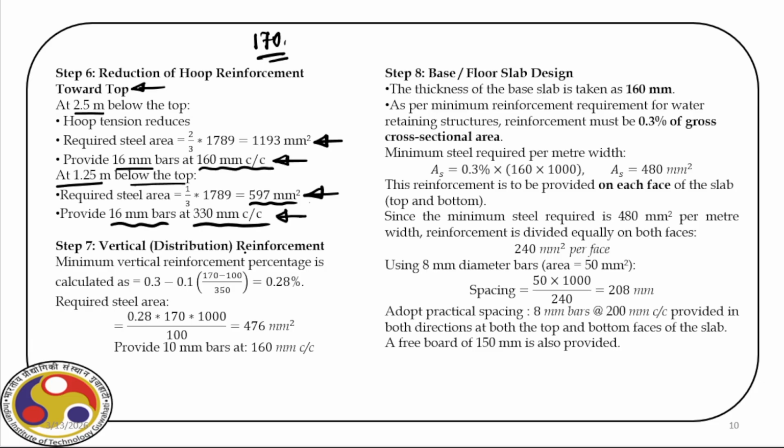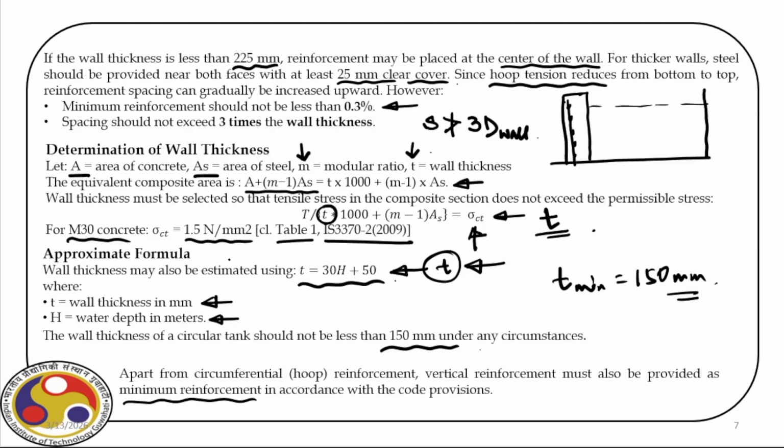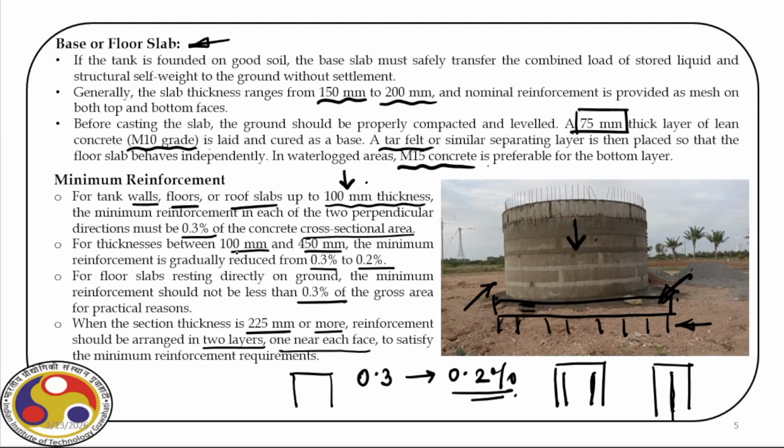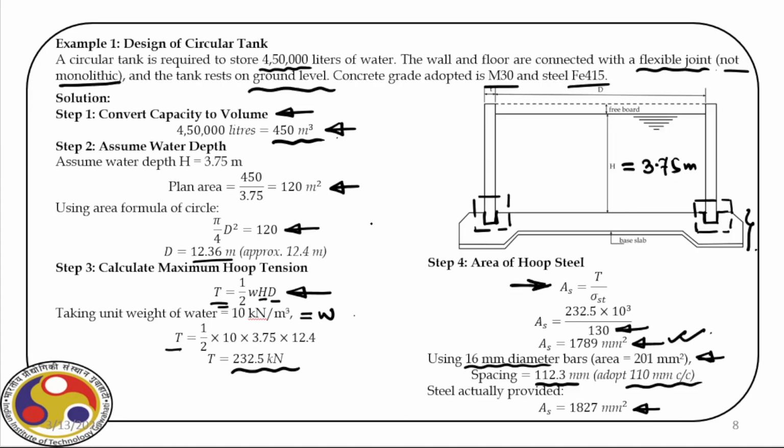Now we also have to provide vertical reinforcement. For vertical reinforcement, the minimum is 0.3, but recall here, if the thickness is in between 100 millimeter to 450 millimeter, we can actually reduce the percentage for minimum reinforcement, and the reduction is gradually from 0.3 to 0.2%. So let us do that.